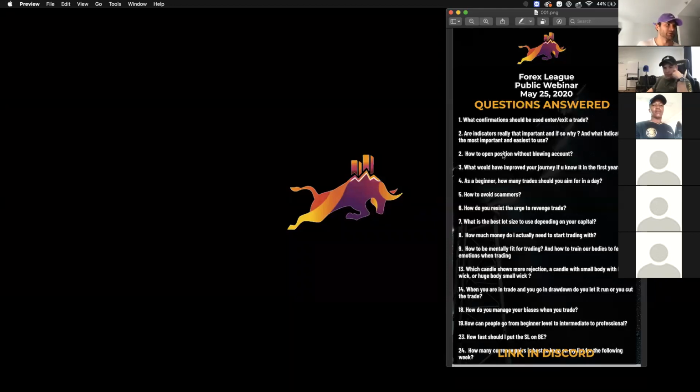Let's go to number 3. I know these numbers are all messed up, but how to open positions without blowing an account. Well, that's pretty simple. Use a specific, consistent amount of risk per trade. You should be risking 1 to 2% per trade. You shouldn't be over leveraging half the account. You have to be consistent. You have to have some sort of risk management. If you're blowing an account every other trade, obviously something's not right. Yeah, definitely. It comes down to understanding margin as well.